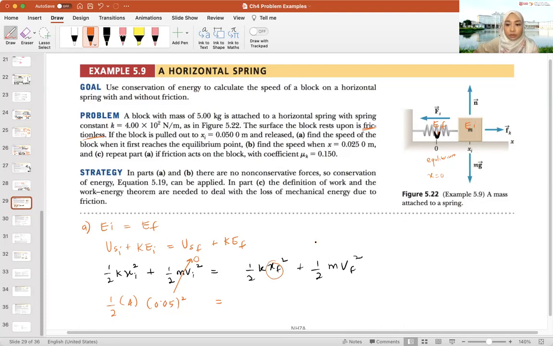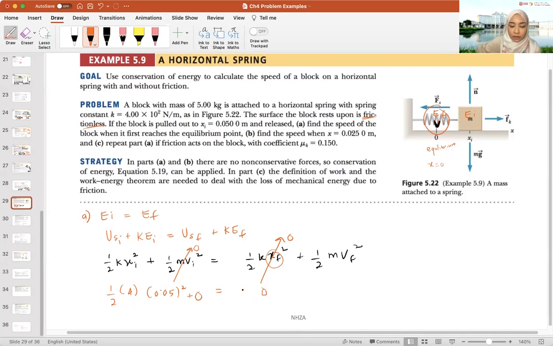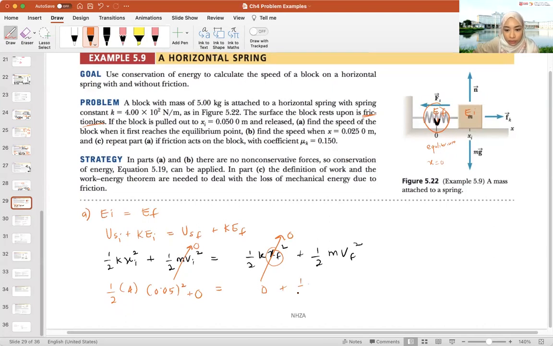0, 0, because this is where we said we wanted to find the V, right? So that is going to be our final place. So now this guy becomes 0 as well. This was plus 0. And then we have our 1/2 M. M is 5. And V final is what we're trying to look for. So now we can solve for V final.